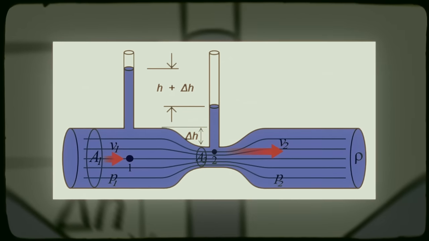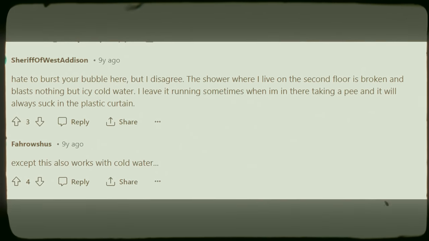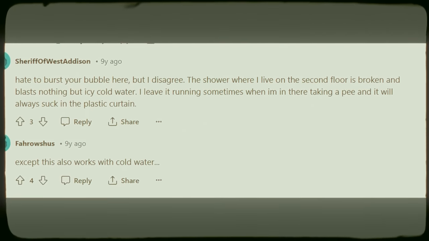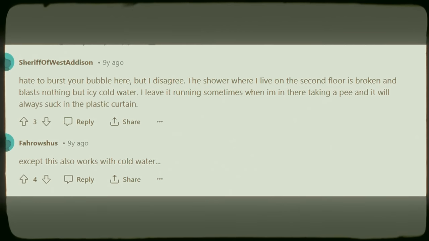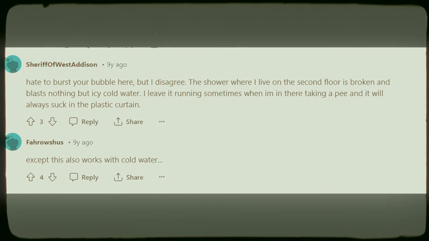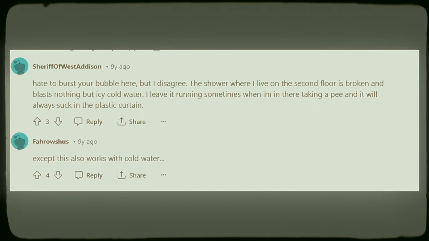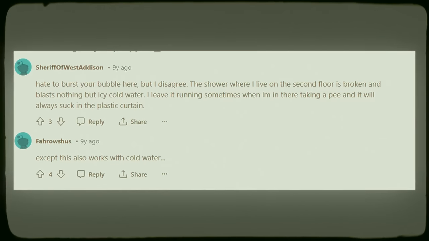According to Kincanny, Reddit solved another ancient mystery. Sheriff of West Addison then commented that he hates to burst everyone's bubble, but the hotel in which he stayed is broken and usually blasts cold water. He sometimes leaves it running to warm up for a while, but the same curtain effect happens, and he assumes that the effect has nothing to do with hot water.